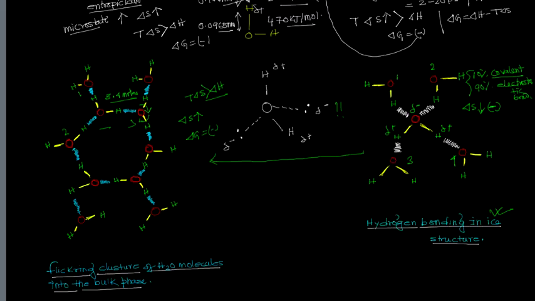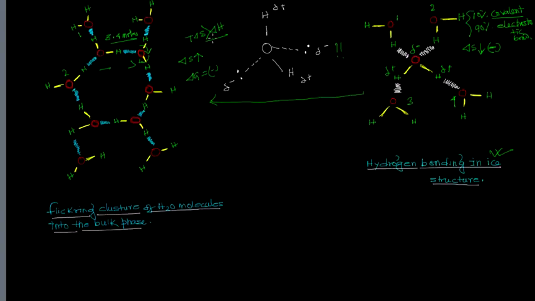Okay, so when you are going to melt down the ice, what happens? Entropy is increased, and the highly organized hydrogen bonds are disorganized, so that entropy is increased and delta G is negative. Means spontaneously it happens.